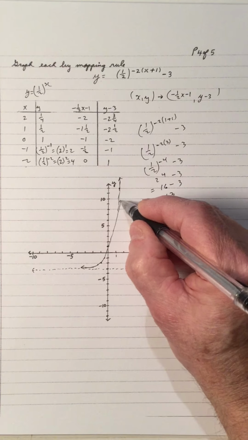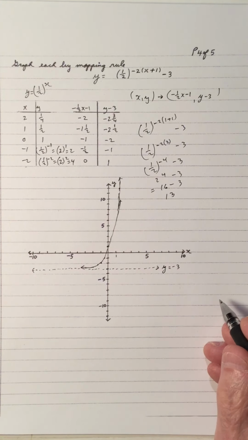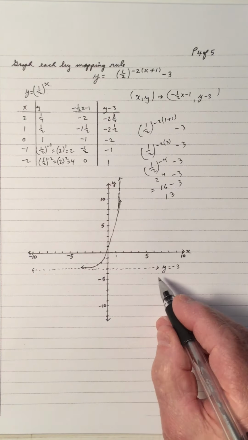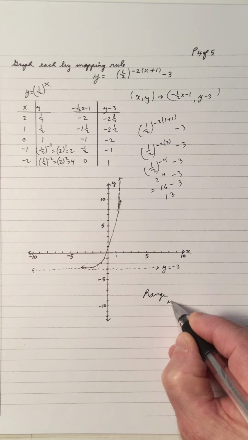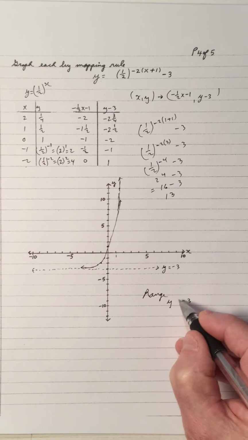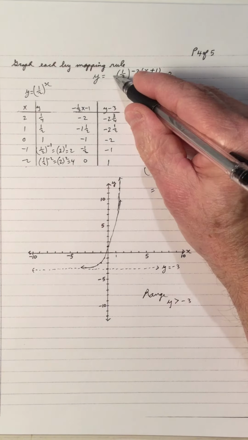So we notice the graph is going okay. Again, that's the asymptote. But notice the range. The range is in relation to the asymptote: greater than negative 3, because it's positive and going up.